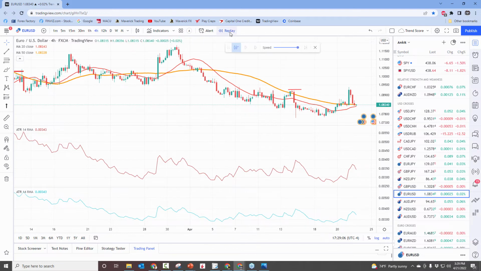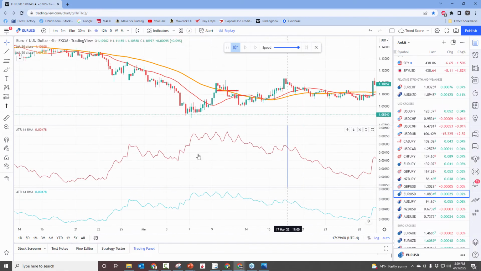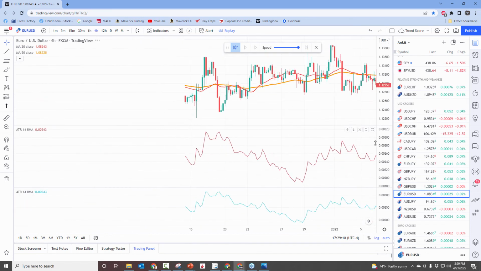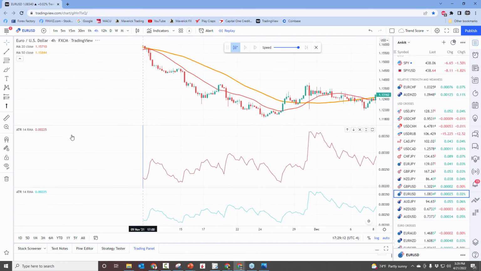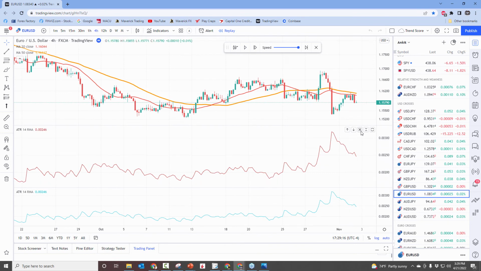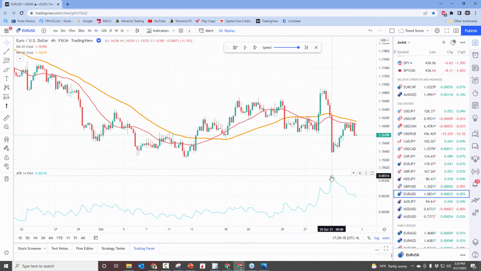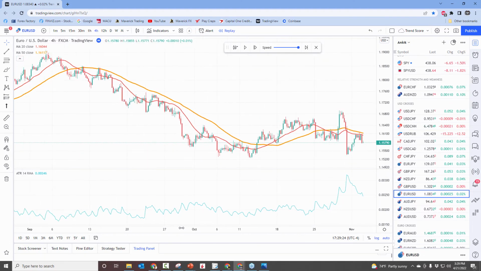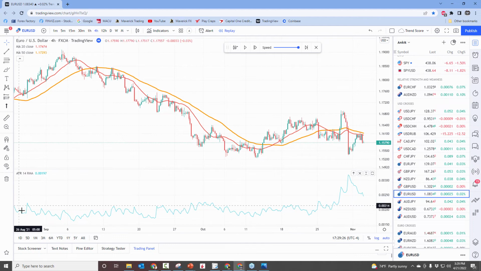I'm going to click the bar replay, and I'm just going to go back in history and click at a point. Okay, so this is where we're going to start our bar replay. So let's take a look at ATR. We just had a big move from a compressed volatility, look how long this was compressed. We had a very, very long period, and we just had a big move here. And volatility is currently falling.